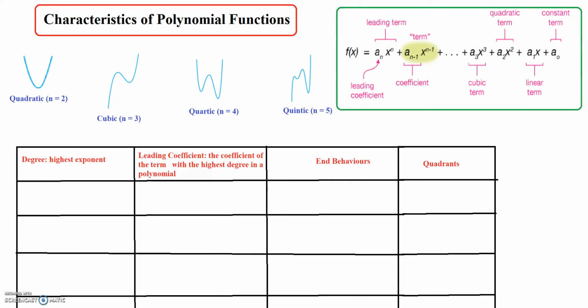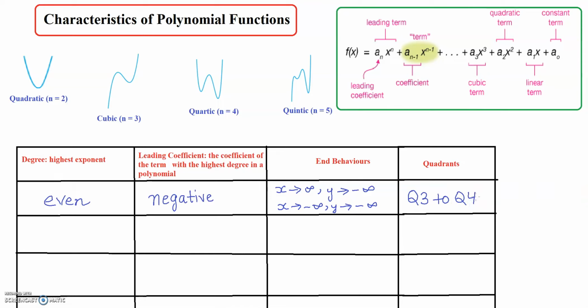So let's just talk about what if the degree is even. What happens? So when the degree is even and leading coefficient is negative, the end behaviors will be if x approaches infinity, y will approach negative infinity. If x approaches negative infinity, y approaches negative infinity as well. Then the function extends from quadrant 3 to quadrant 4. So I'm going to write Q3 to Q4.